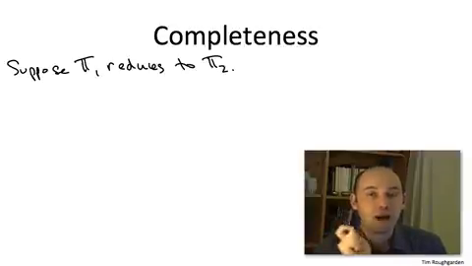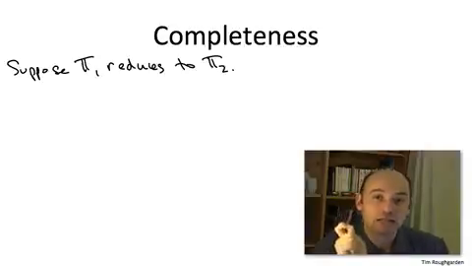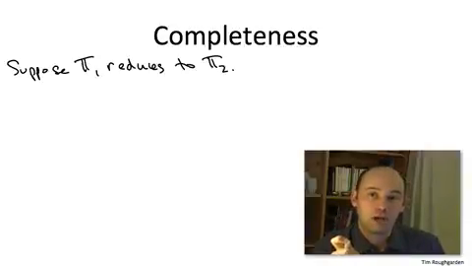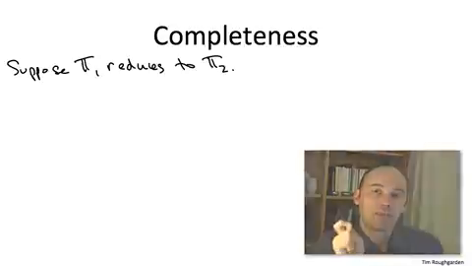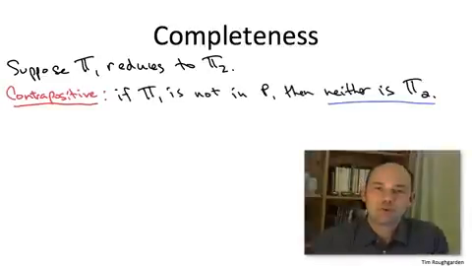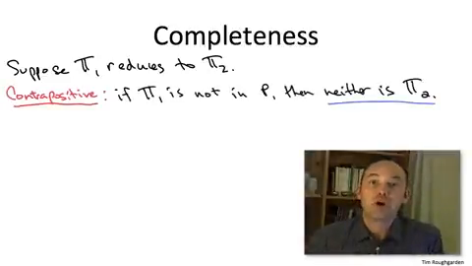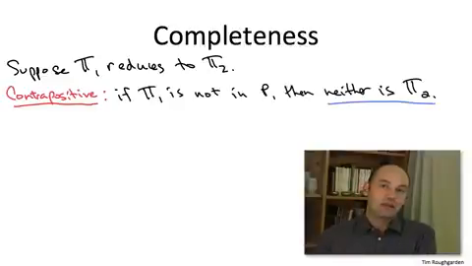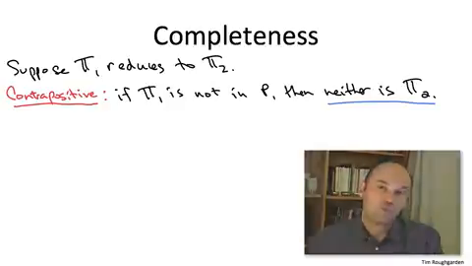That is, if pi1 reduces to pi2, and it just so happens that pi1 cannot be solved in polynomial time, then pi2 cannot be solved in polynomial time either. So this is the perverse use of a reduction that I mentioned earlier. This is the dark side of the force. Rather than using a reduction to enlarge the frontier of tractability from pi2 to include pi1 also, we're spreading the frontier of intractability from pi1 to pi2.